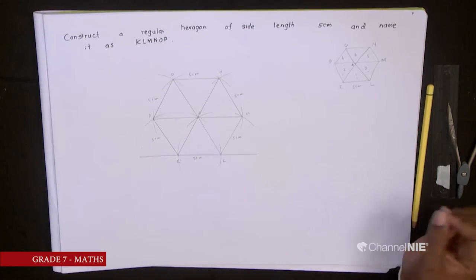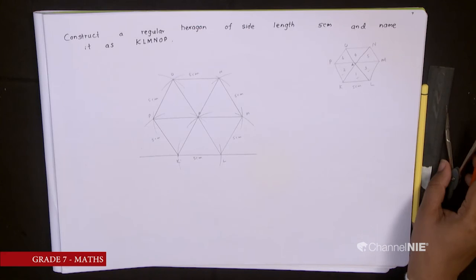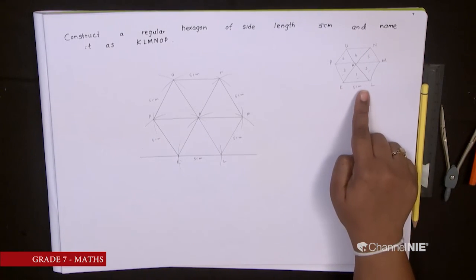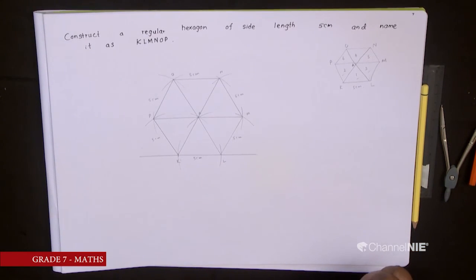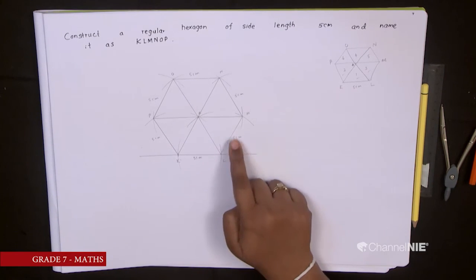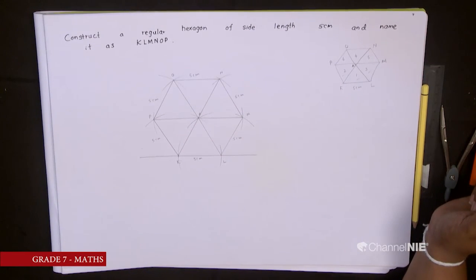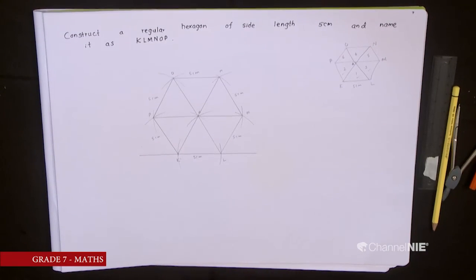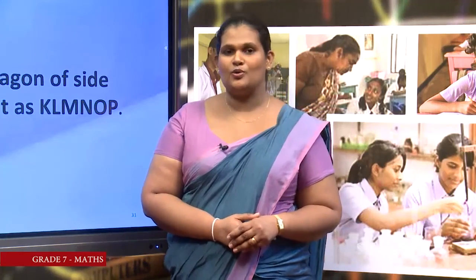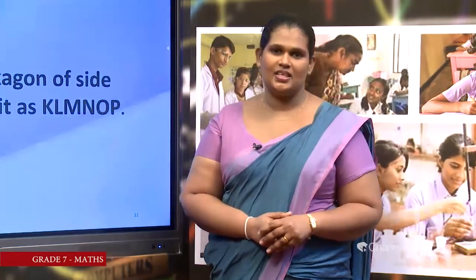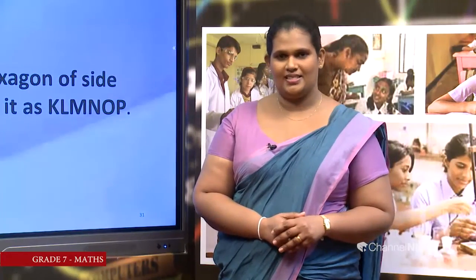If I tell you the steps we have followed once again. First, we have drawn the rough sketch of the figure that we have to construct. Then I have constructed each and every equilateral triangle using the pair of compasses and the ruler. So, that is how to construct a regular hexagon using equilateral triangles.